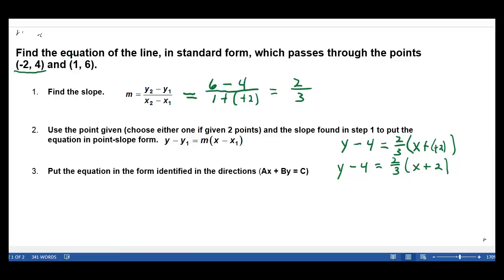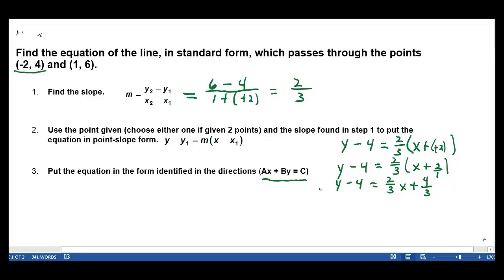Now we need to put the equation in the form identified in the directions, which is standard form. And standard form, recall, is ax plus by equals c, where a, b, and c are integers, and a, that's your leading coefficient, is positive. So what we're going to do is distribute here. So we have y minus 4 equals 2/3 x plus. Now this is 2 over 1, so when we multiply 2/3 times 2, we're multiplying 2 times 2, which is 4, and 3 times 1, which is 3.